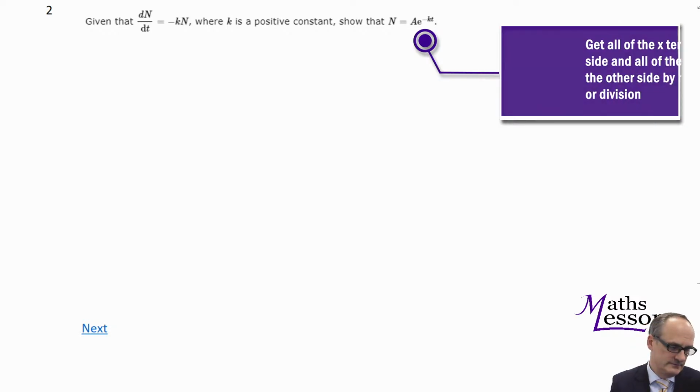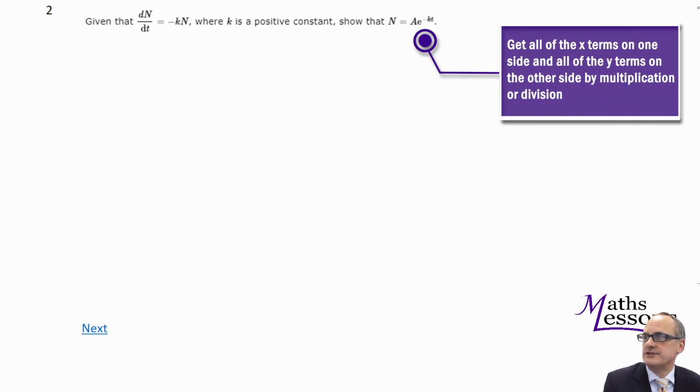Okay, so we're out of time. So remember what we're going to do. We're going to first of all get all the x and y terms on the other side by multiplication or division. So that's the first thing we've got to do.